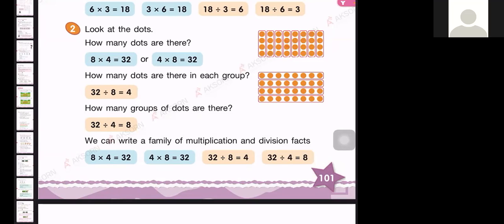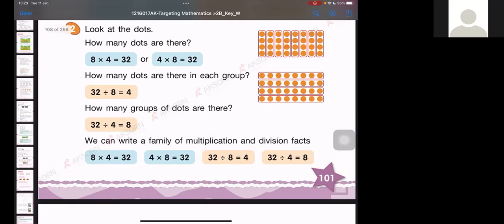32 divided by 8 equals 4. Next, 32 divided by 4 equals 8. Very good. So now let's have it on our screen. So now let's compute it everybody again. So we have 8 dots times 4, right? So 8 times 4 is equal to how many? 32.